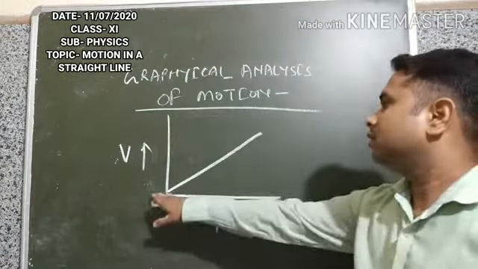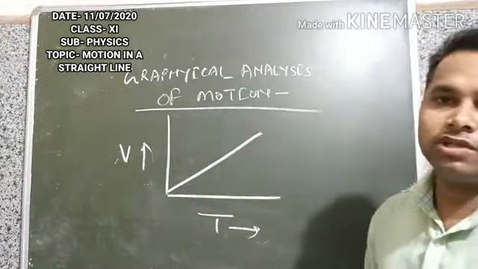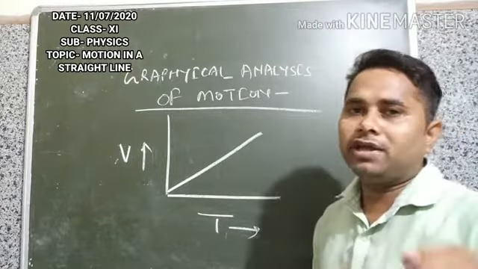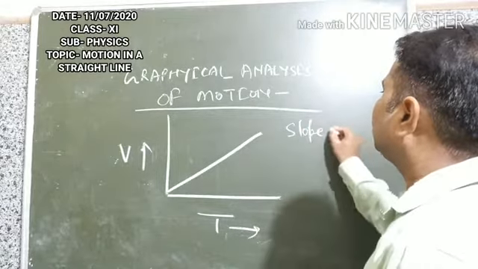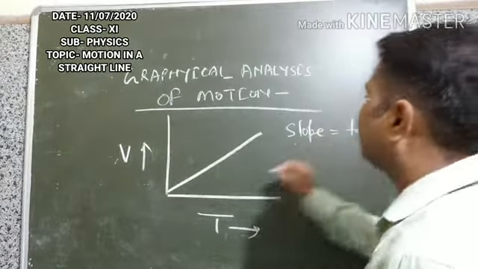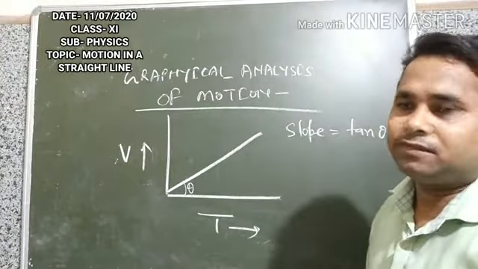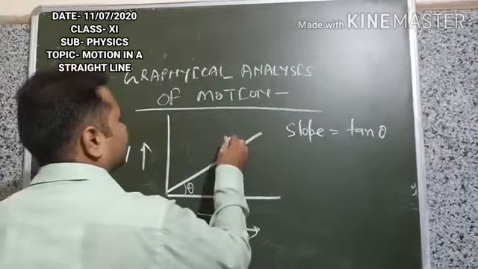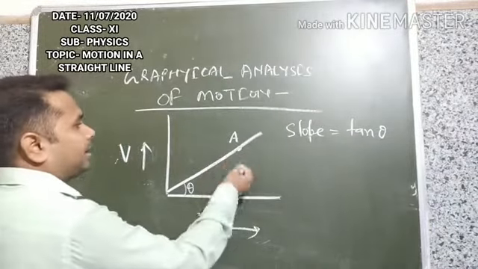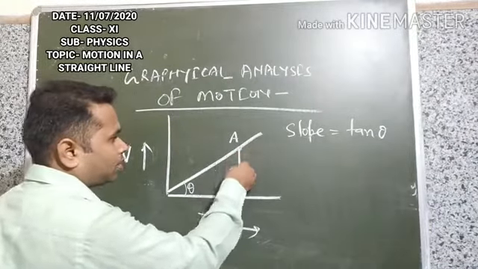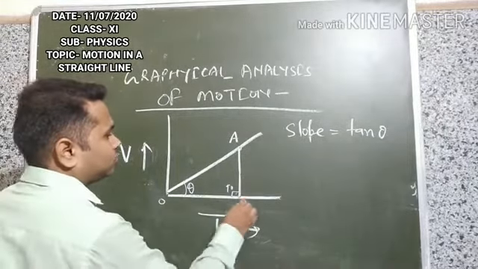When the graph line obtained is a straight line inclined on the time axis for the velocity time graph, then this graph represents that the motion is uniformly accelerated motion, and the slope again here, slope of the graph equals tan theta, where theta is the inclination angle of the line with the time axis. So again mark here any random point A and draw the perpendicular on the time axis. Suppose point P here.